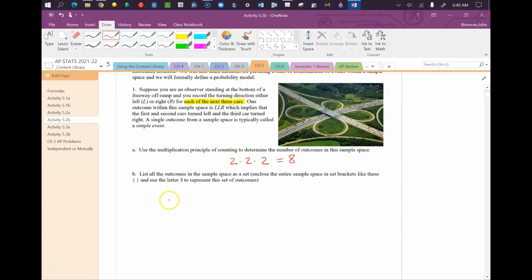You know you've got 8 outcomes, so we're going to be careful and try to be systematic about doing this. So LLL, LLR, LRL, RLL, and now we're going to look at the other possibilities. Right, right, right, right, right, left, right, left, right, and left, right, right. And make sure you count that you have the correct number of possible outcomes.